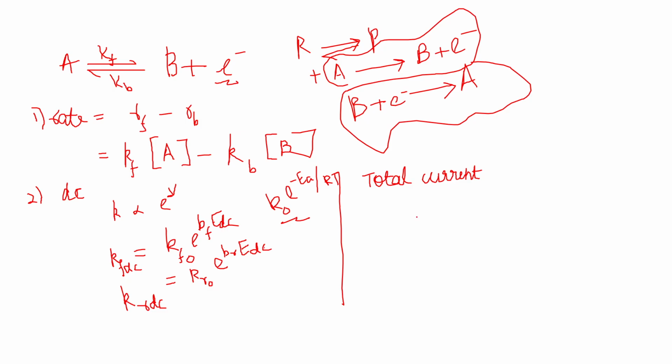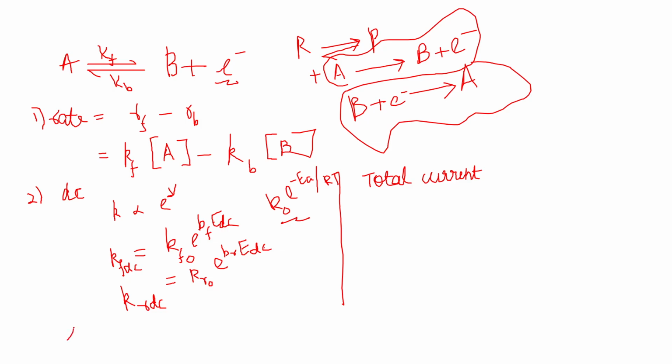Now coming to the total current. Before that, I found out the DC. What is KFDC and KRDC? So why did I find that? To find out IDC. What is the IDC formula? Anyone? F into the rate, F is Faraday's constant.